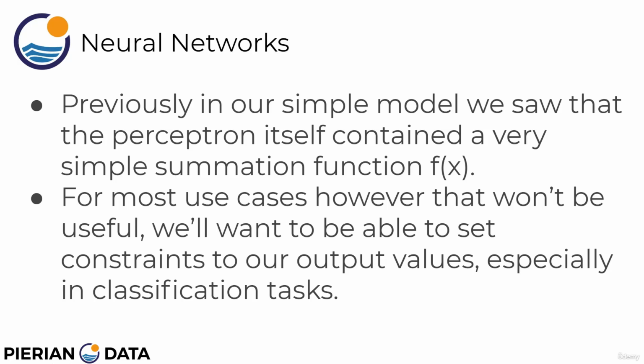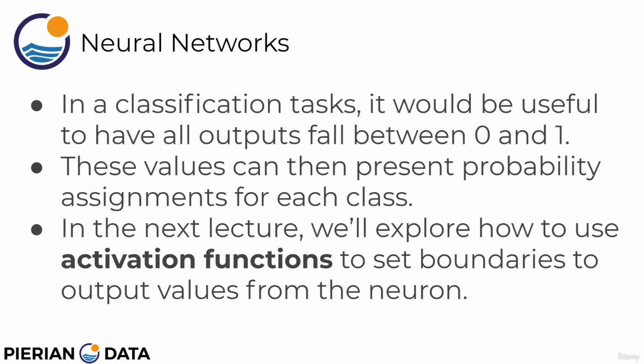However, in most use cases, we really don't want to just do a straight sum. Instead, we're going to want to be able to set constraints on our output values, especially in classification tasks. So you can imagine in a classification task, it would be really useful to have all the outputs fall between 0 and 1, and then these values can represent the probability assignments for each class. If we just have a large summation, we have no upper limit on what values can be.